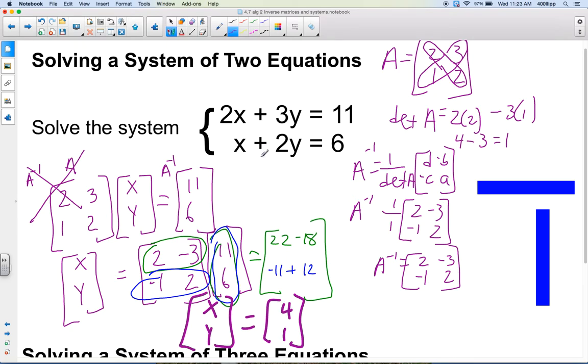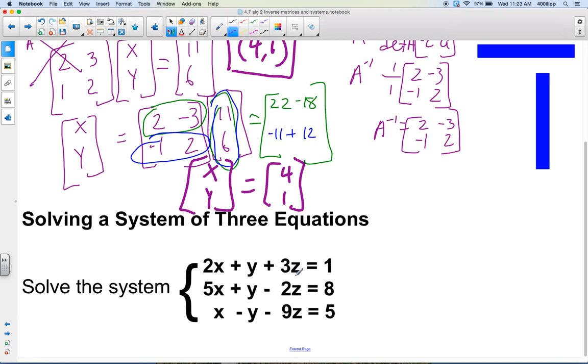And you can write it as an ordered pair as (4, 1). You can also check this answer by plugging these into both of the equations and making sure that it's correct. So if we plug this in, we get 4 plus 2 times 1 is 2, and 4 plus 2 is 6. Plugging this one in, 2 times 4 is 8, 3 times 1 is 3, and 8 plus 3 is 11. So that checks out.